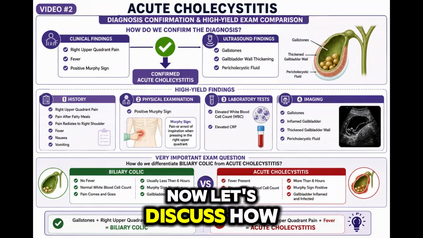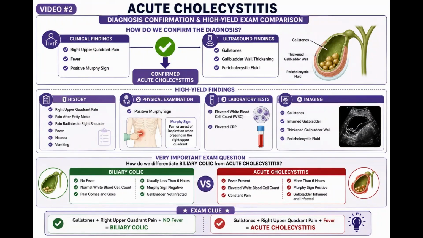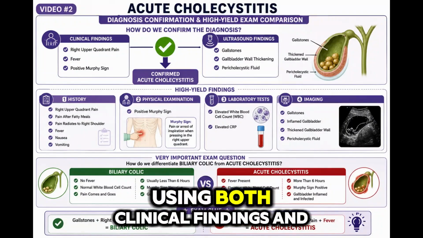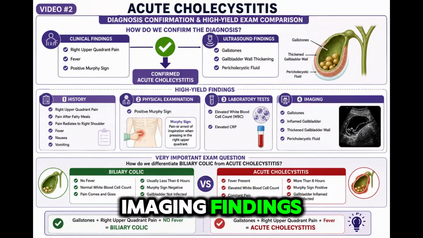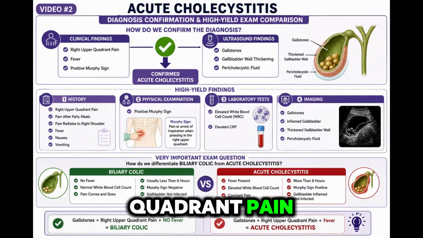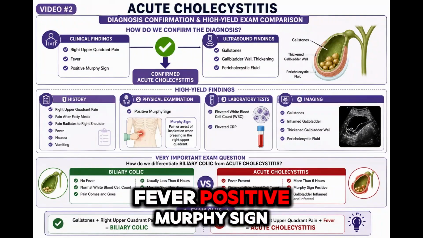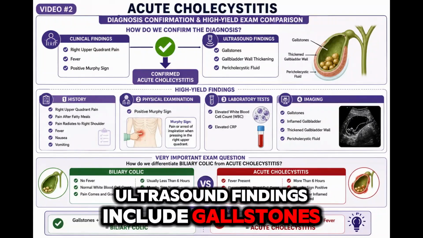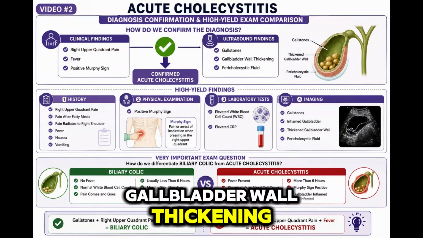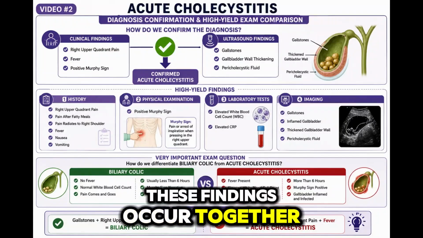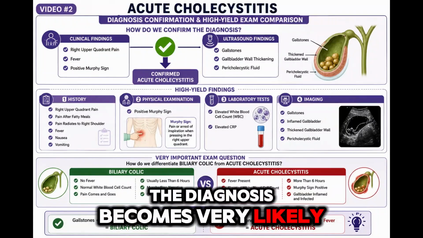Now let's discuss how we confirm the diagnosis. The diagnosis of acute cholecystitis is confirmed using both clinical findings and imaging findings. Clinical findings include right upper quadrant pain, fever, positive Murphy sign. Ultrasound findings include gallstones, gallbladder wall thickening, pericholecystic fluid. When these findings occur together, the diagnosis becomes very likely.